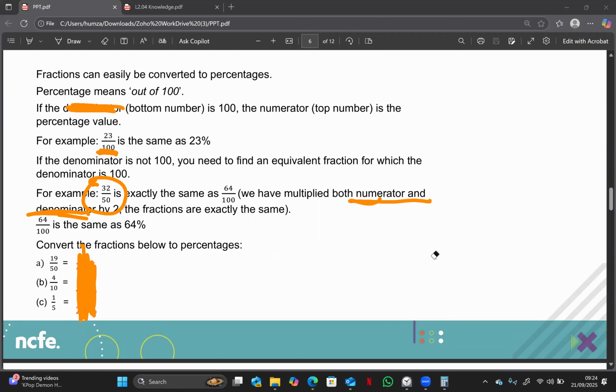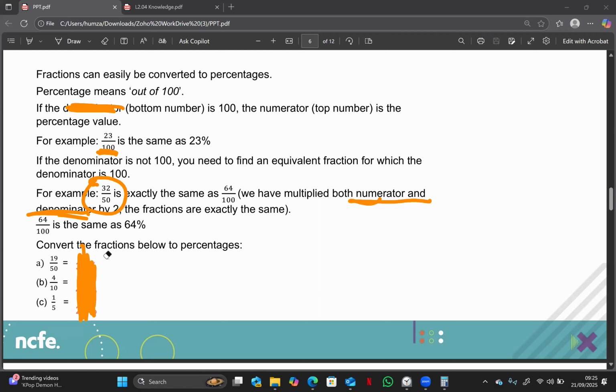Remember what I said, we need to make the bottom number 100 always to find out what a percentage is. So how do we make 10 go to 100? What did I do in the first example? Do you remember what I did here? 19 over 50. I multiplied it. So what would we do in the second one?